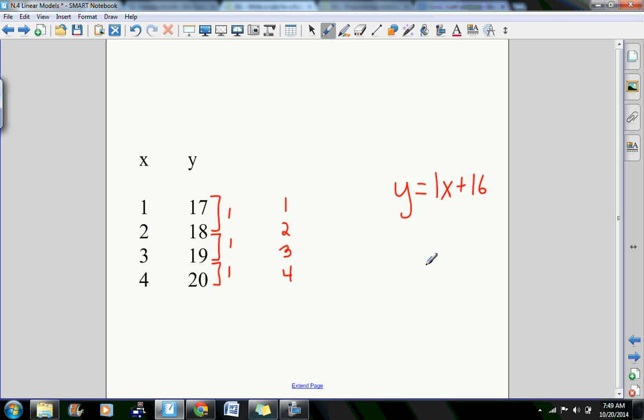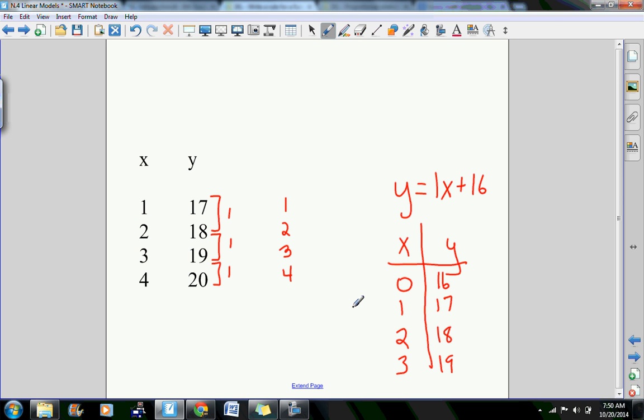The way you check this answer is pretty simple. You just make a new table over here, pick some values, and see if they match. 1 times 0 plus 16 is 16. 1 times 1 plus 16 is 17. 1 times 2 is 2, plus 16 is 18. And 19, which does match up with our table here on the left.